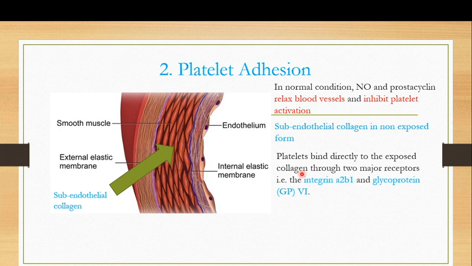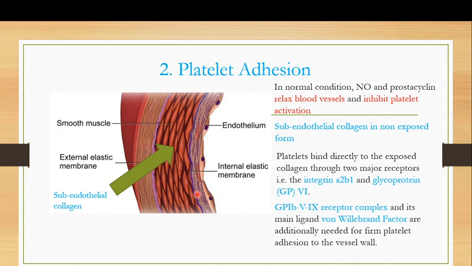How do these platelets bind? They utilize 2 of the major receptors. So there are 2 major receptors present on the surface of these platelets. One is known as the integrin A2B1, and the other one is known as the glycoprotein 6. So the platelets utilize these 2 receptors to bind to the exposed collagen. At the same time, there are also other glycoproteins which are responsible for binding to the damaged blood vessel.